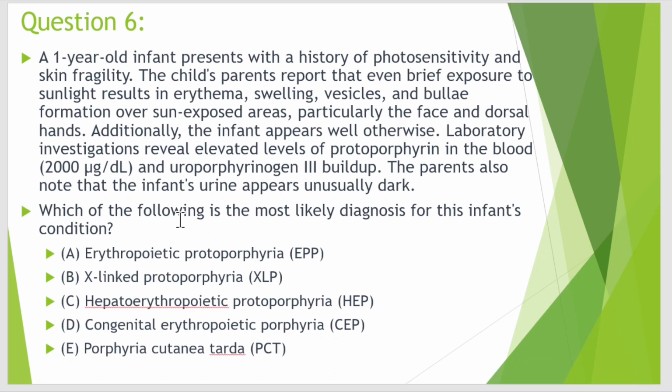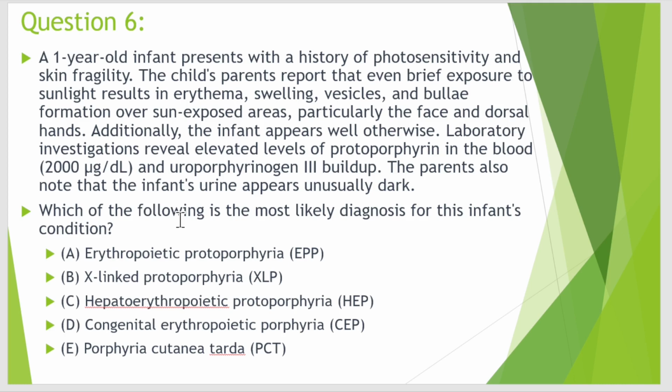Alrighty, another childhood one. I know. It's almost like you're out of answers for this. So, a 1-year-old infant presents with a history of photosensitivity and skin fragility. The child's parents report that even brief exposure to sunlight results in erythema, swelling, vesicles, and bullae formation over the sun-exposed areas, particularly the face and dorsal hands.